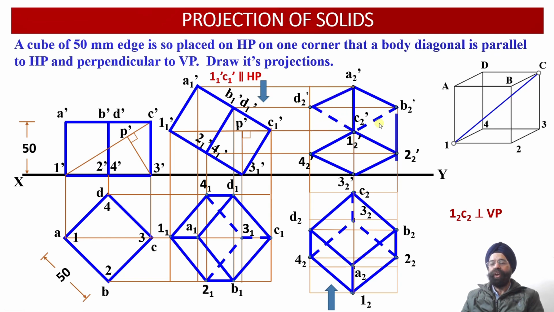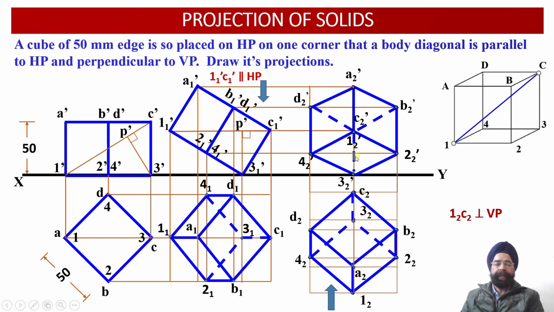And once we join all the other edges, C2' and 3_2' has to be joined again dotted because we can see it is falling on the back side. So this way we have to join everything else using the object line, only 3 edges, that is C2'D2', C2'B2' and C2'3_2'. These 3 edges will be joined with the help of hidden line or the dotted line.